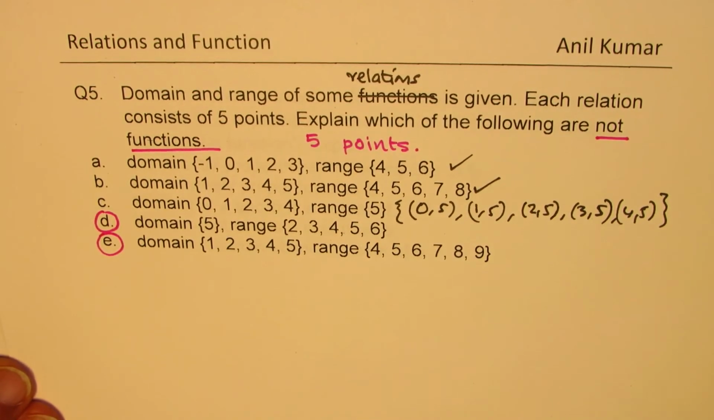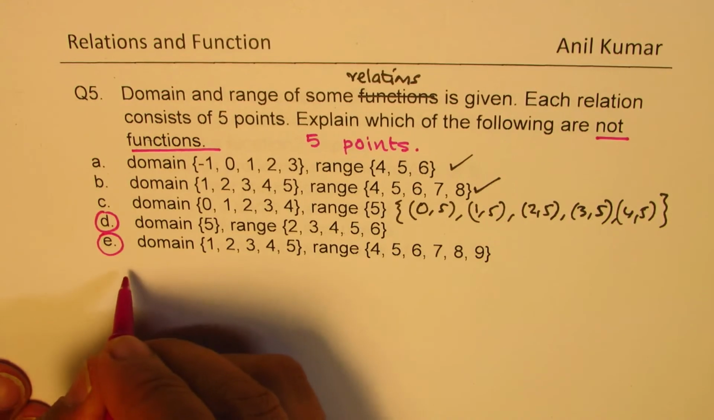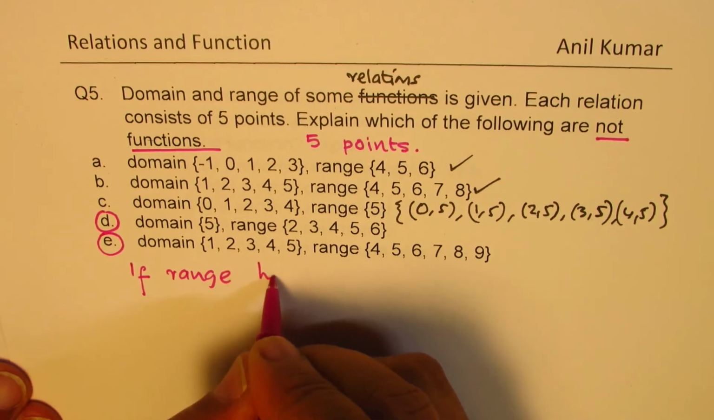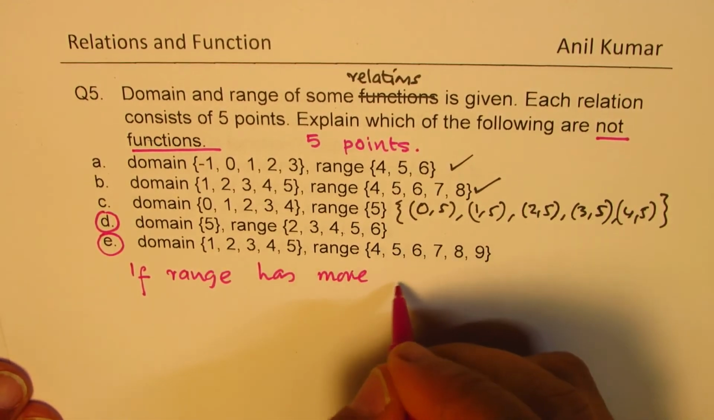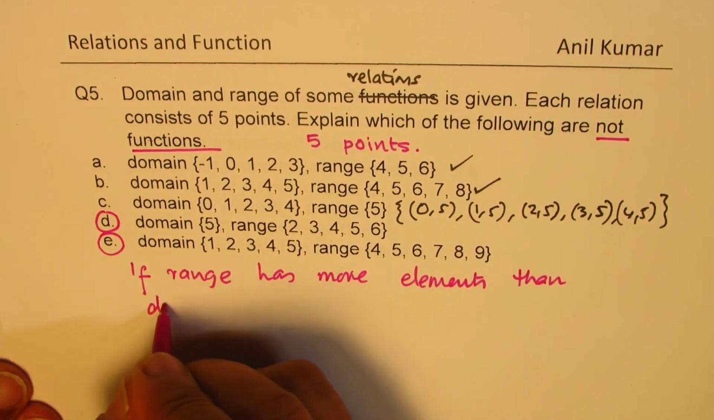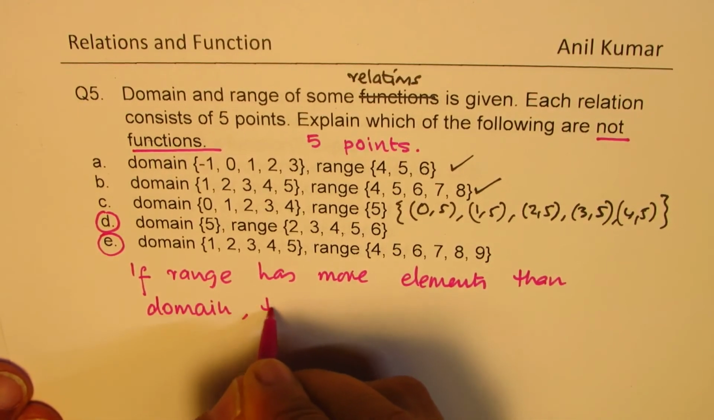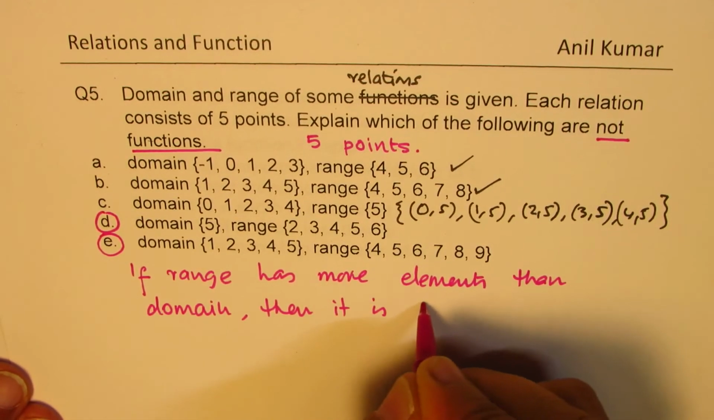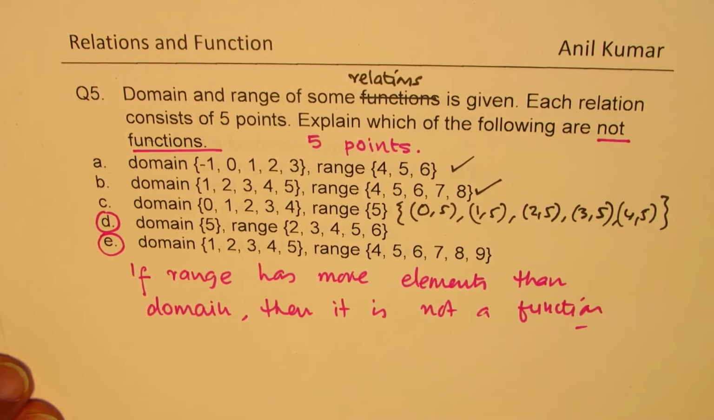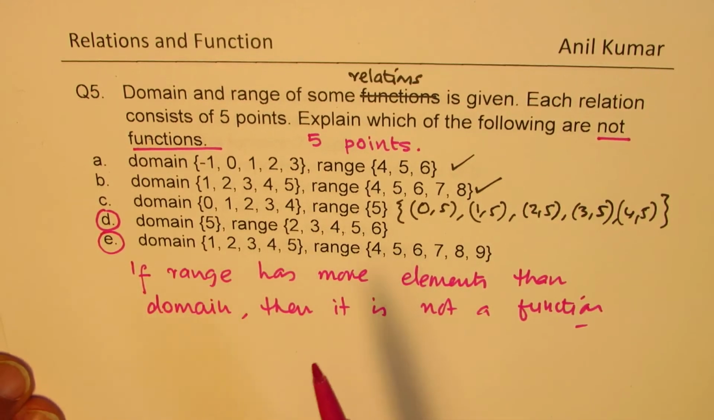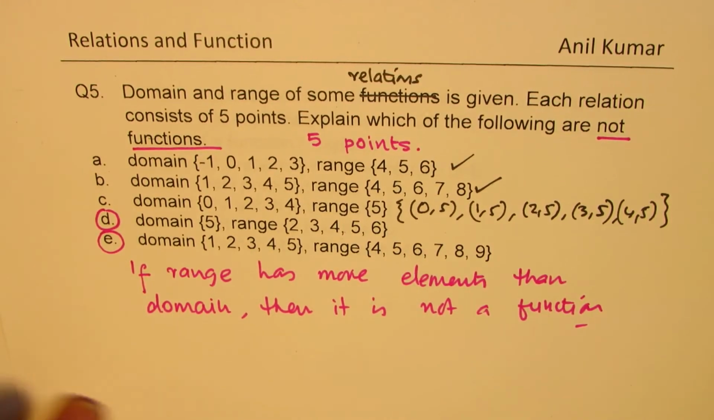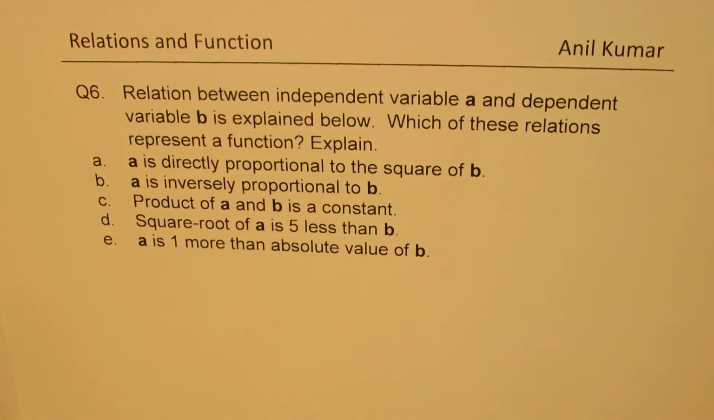Correct? So here what we learn in this case is if range has more elements than domain, then it is not a function. Is that clear to you, right? So clearly that means one element of domain is connected with more than one element in the range. Clear? So that is how we are going to answer this question. Now here's the last question for you to answer.